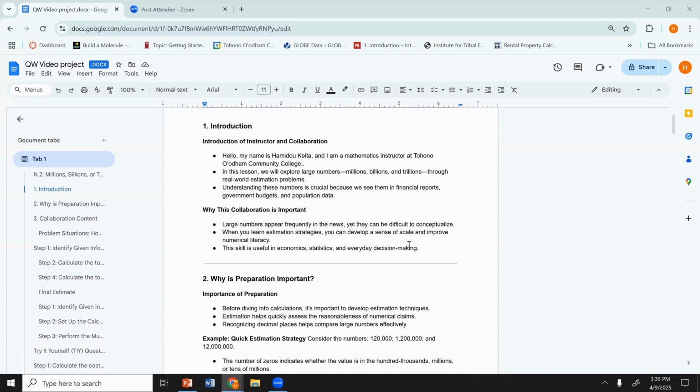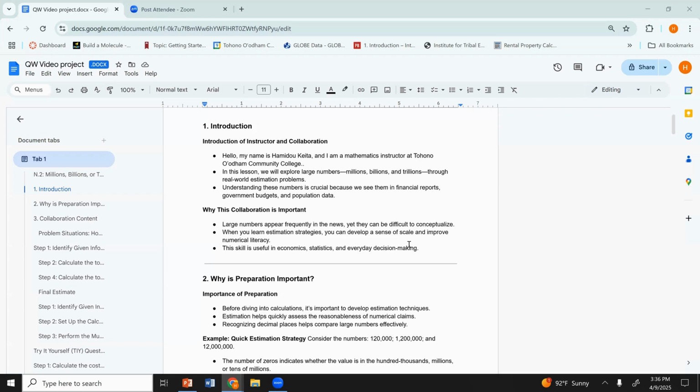So why is the collaboration part of this unit important? Well, these large numbers, as I say, they appear everywhere in the news, and they are so large that it's sometimes difficult to conceptualize. When you learn some estimation strategies, you can develop a sense of scale and improve numerical literacy. This skill is useful in economics, statistics, and everyday decision making.